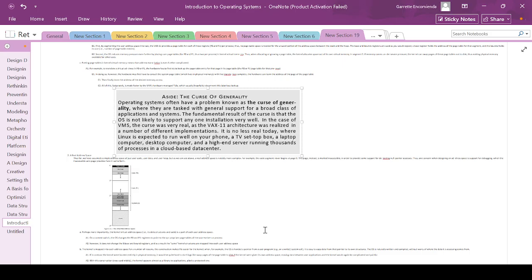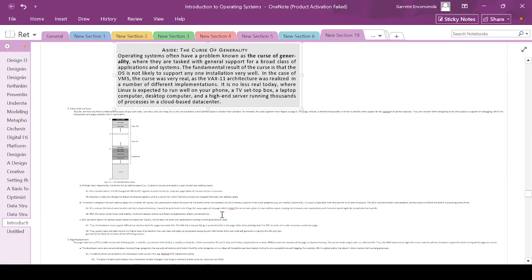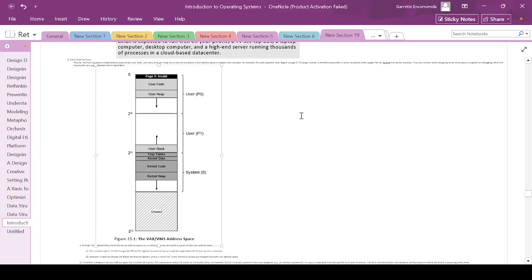So even today, there's such a thing as the curse of generality, where the more you generalize, the less you serve the people you were designing for or trying to help in the first place. So there is a cost, a trade-off, with generalizing.